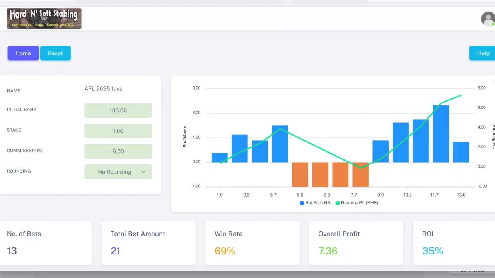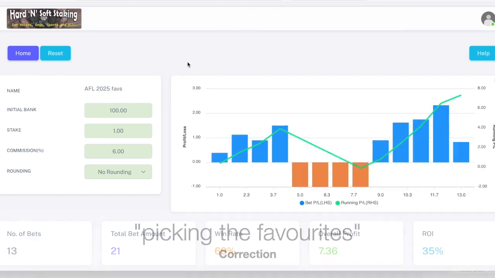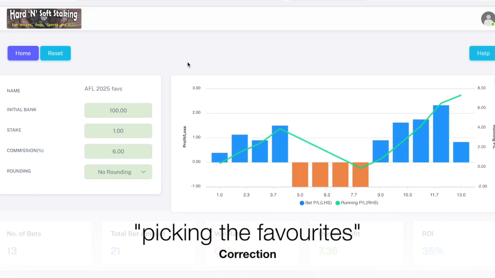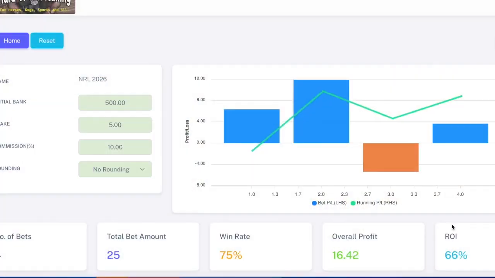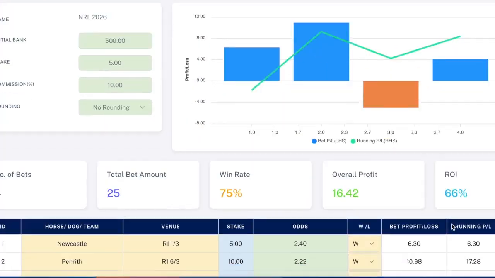We move on to, if we're picking the favourites, well, that's better. $21 bet, $7.36 profit, 69% strike rate. That certainly worked a lot better, so that seems to be a better system for the AFL. So, how does this look if we're actually placing the bets on these matches in these groups? Well, I'd recorded making the selections a couple rounds ago, so let's have a look.